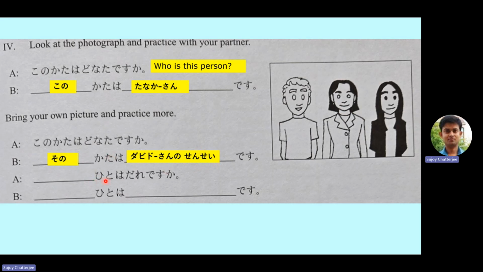Now next one is hito wa dare desu ka? So now donata becomes dare and kata becomes hito. That means this is an informal one. So we have to answer accordingly. So ano hito wa dare desu ka? Ano hito wa watashi no tomodachi desu. Since it is my friend, it's obvious that not such level of respect is needed here. So ano hito wa watashi no tomodachi. That means my friend.